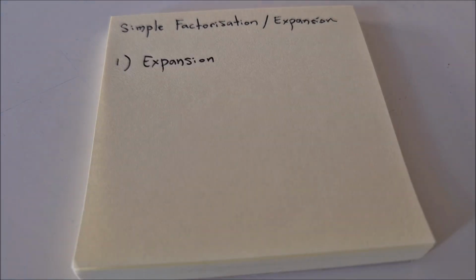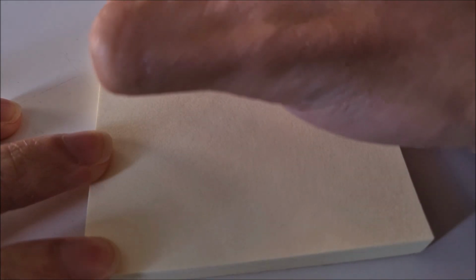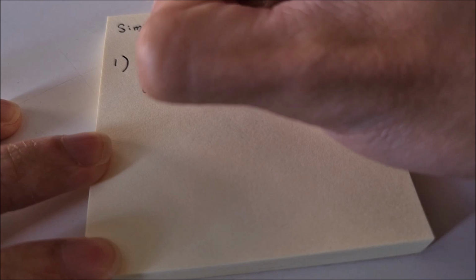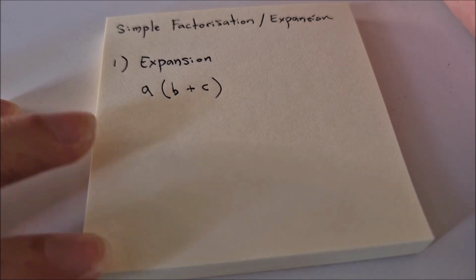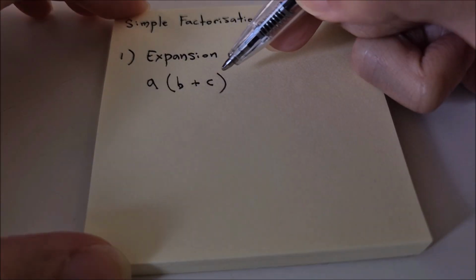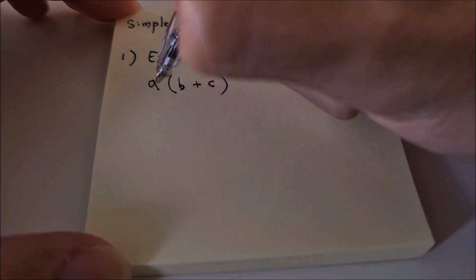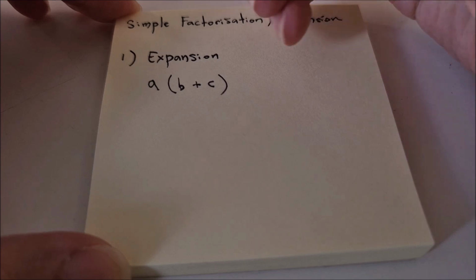Starting off with expansion, when you have a term, say A, multiplying through a bracket, B plus C, so you have something in brackets added together with another term. You can apply what's called the distributive law. So what we do is we multiply through each of the terms, then add them together.